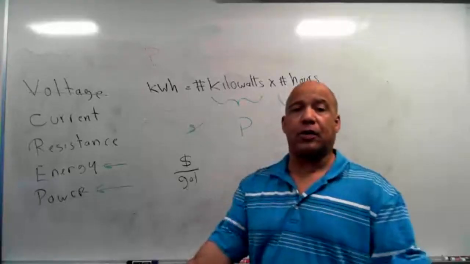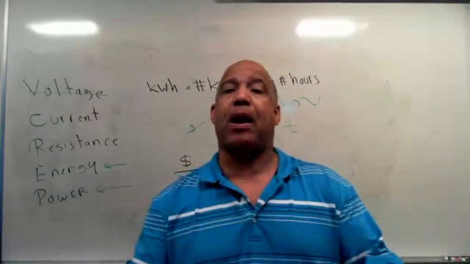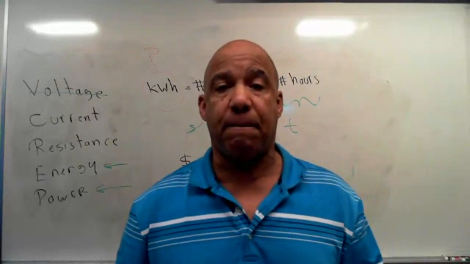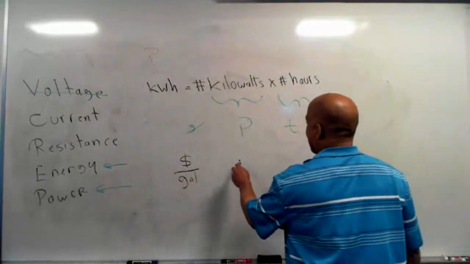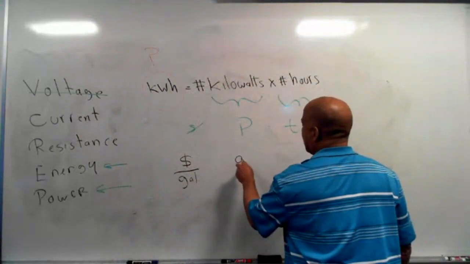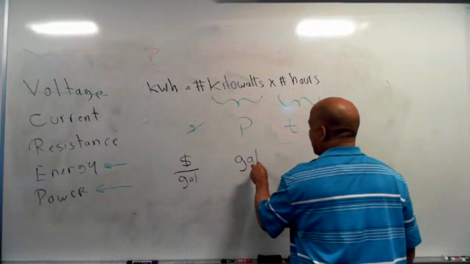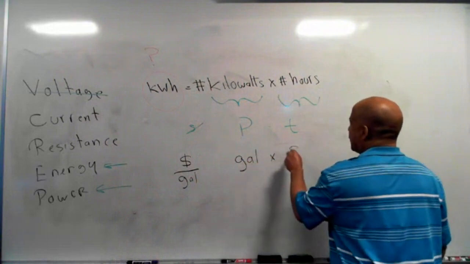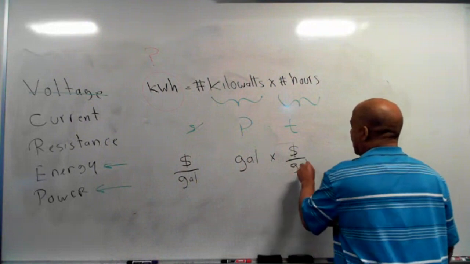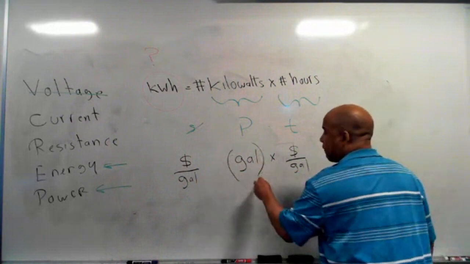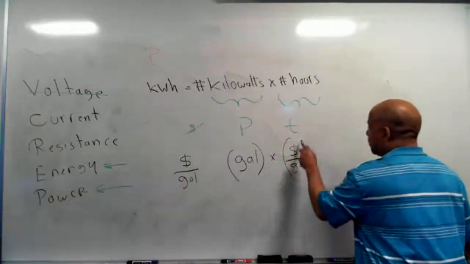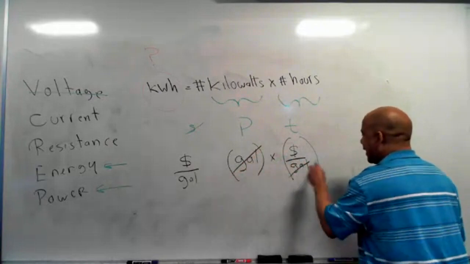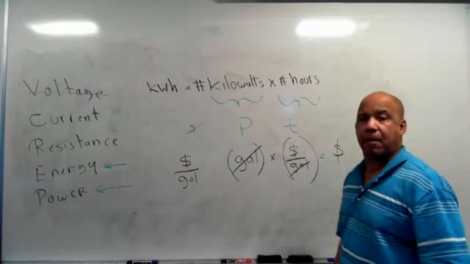So if you know the cost per gallon, and you know the size of your fuel tank, you can figure out how much it's going to cost you to fill your car up. If I know how many gallons my fuel tank holds and how much the gas costs per gallon, if I multiply the number of gallons by the cost per gallon, then I get how much it's going to cost me to fill my car up.